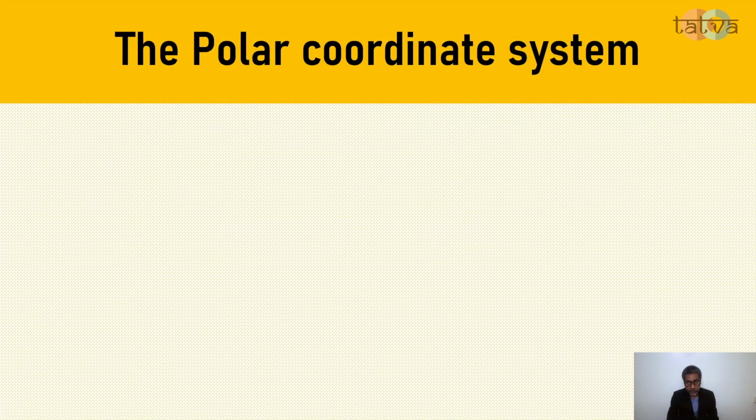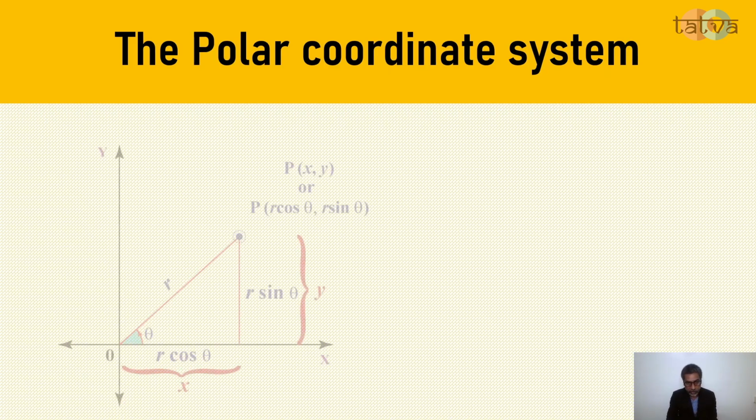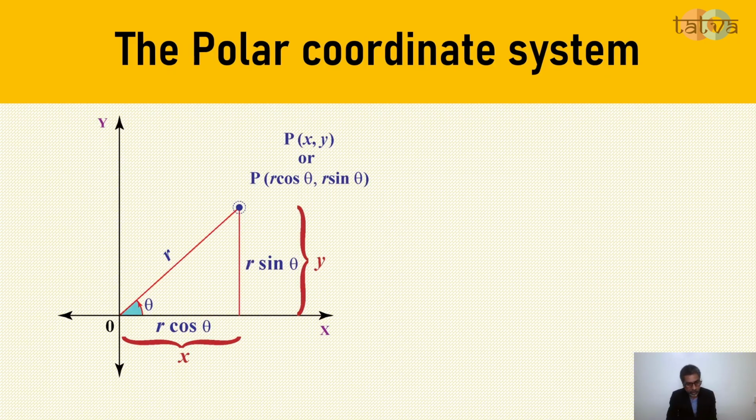Then comes the polar coordinate system. I had already told you that there are two popular double integration principles. One, Cartesian double integrals, two, polar double integrals. Before we go to polar double integrals, we must know what the polar coordinate system is. Now, students who have studied coordinate systems in the lower classes will know that creating a polar coordinate system from a Cartesian coordinate system is pretty straightforward.